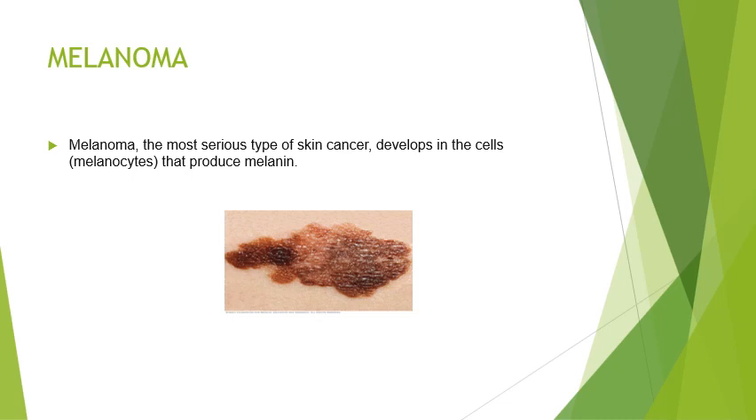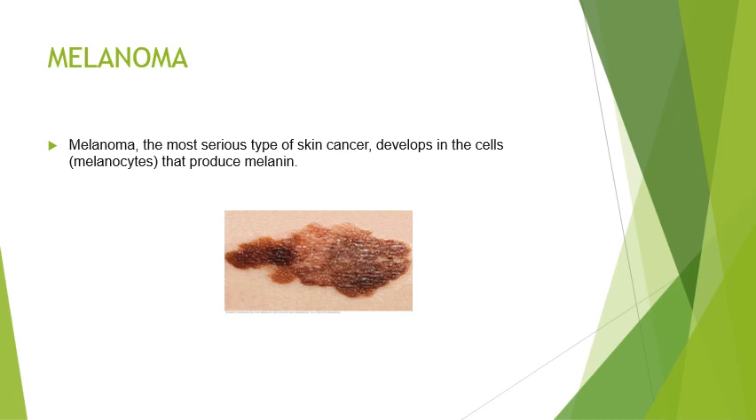Next, if I talk about melanoma, it is one of the types of skin cancer, and it is the most serious type of skin cancer that develops in the melanocytes. Melanocytes, we discussed earlier, are the cells in which the melanin is produced. There are other types of skin cancer as well, but melanoma is the most serious. As you can see in this picture, it will look something similar to this.